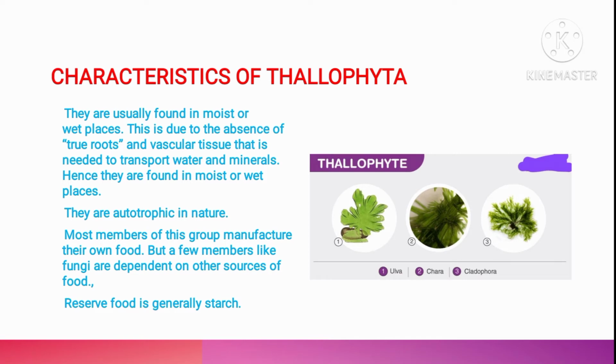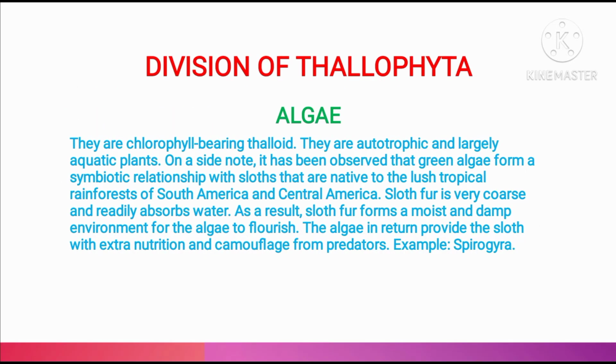Characteristic of Thallophyta. They are usually found in moist or wet places. This is due to the absence of true roots and vascular tissue that is needed to transport water and minerals. Hence, they are found in moist or wet places. They are autotrophic in nature. Most members of this group manufacture their own food, but a few members, like the fungi, are dependent on other sources of food. Reserve food is generally starch.